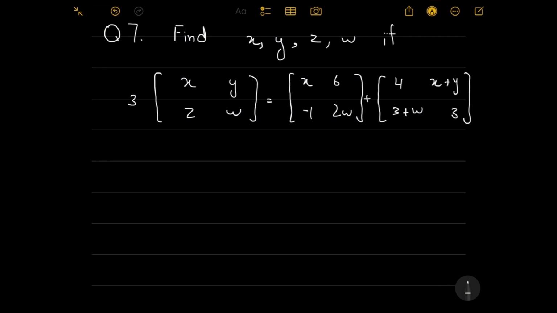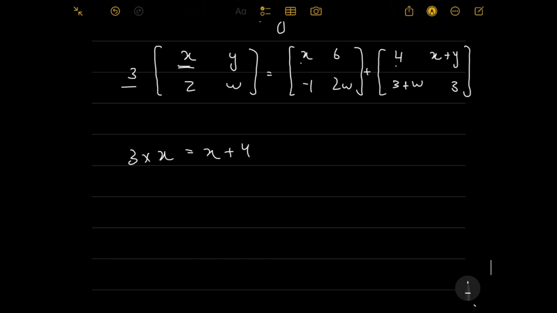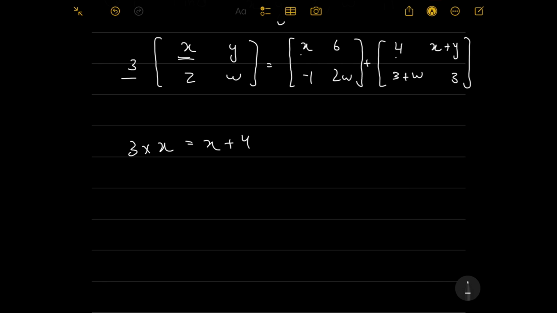Now if we want to find x, so here we have x, which is equal to x plus 4. By the way, this 3 is also multiplying with this matrix. We'd write 3 here, 3x equals x plus 4. This is the first equation.